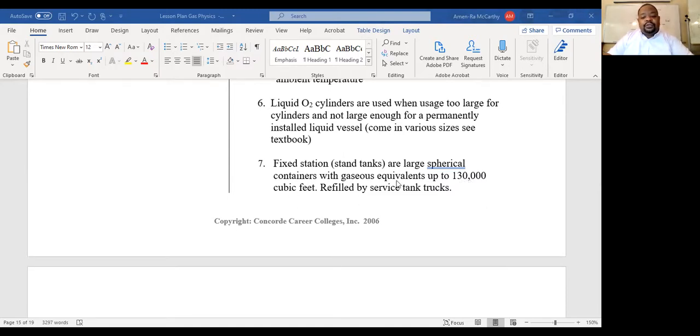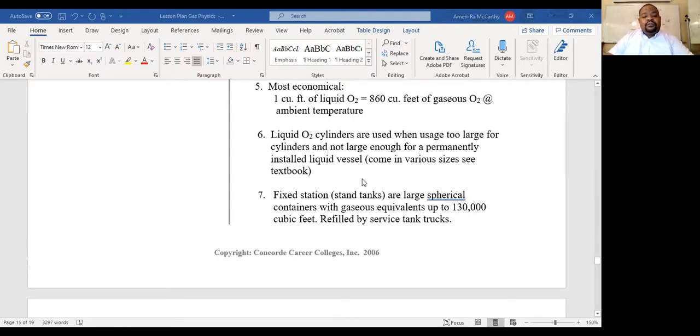So 130,000 cubic feet, how many cubic feet of liquid would that be? If I can fill up a large fixed station and make it equivalent to 130,000 cubic feet of gaseous oxygen, how many cubic feet of liquid would I have to pour in there to equal 130,000 cubic feet? All right, I'll give you a minute to think of that. If you got 151, you're right.